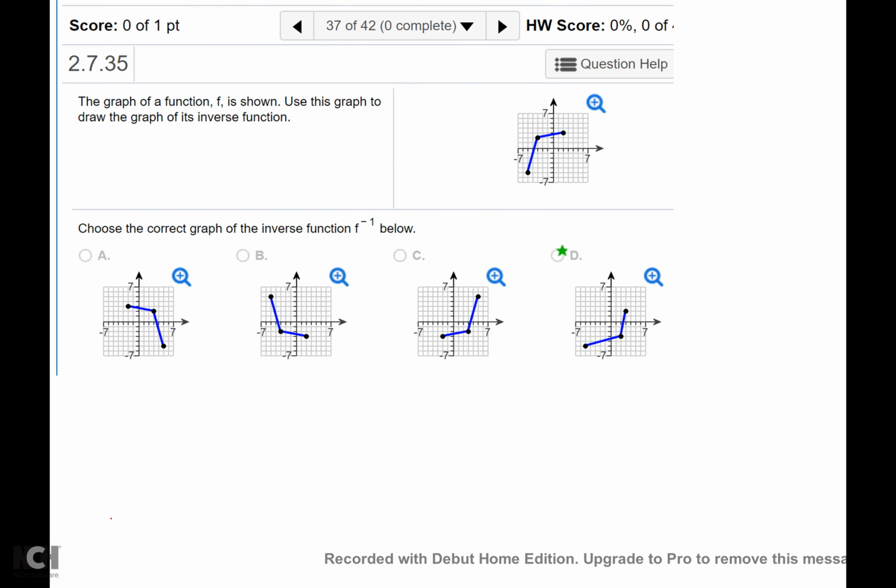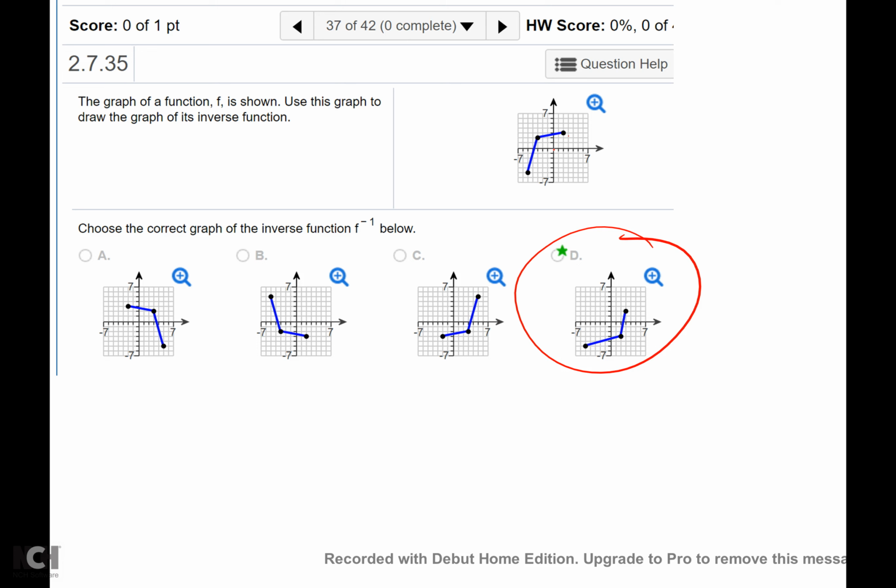Alright, so this one says use the graph to draw the inverse. Well, if it's multiple choice, guys, look, draw the mother, and then reflect. So this one would come like this. You're looking for the graph that does that, which is this one. You should be accurate, though. You could enlarge that and get ordered pairs.